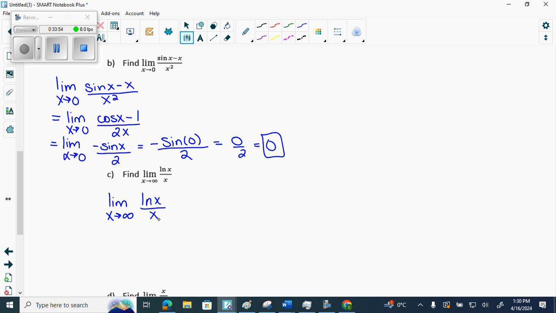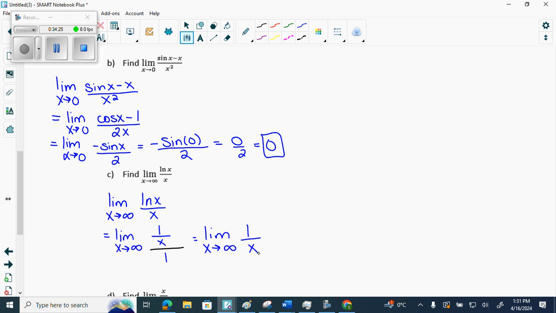Okay, what is the derivative of ln x, which is going to be the top? What's the derivative of ln of x? 1 over x. Yes. There was some whispering. I saw it, and I agree. What's the derivative of x? 1. So right now I have the limit as x approaches infinity of 1 over x, technically.